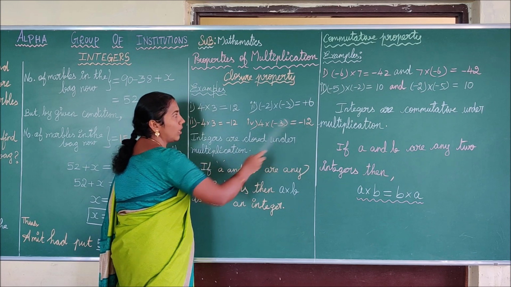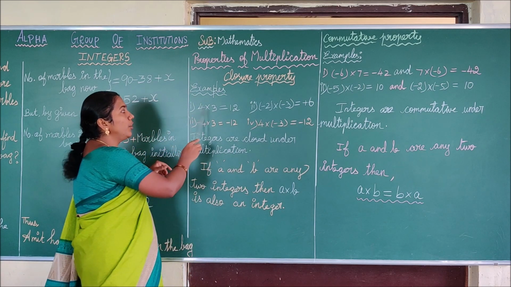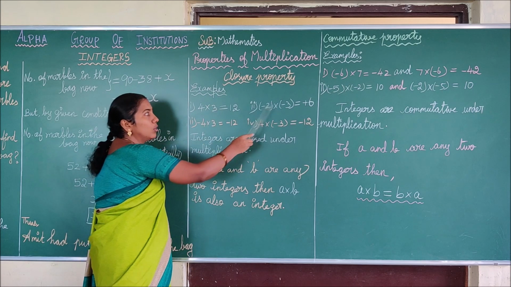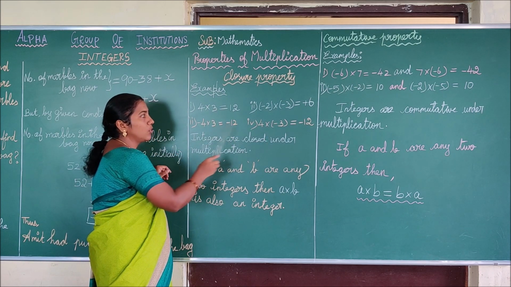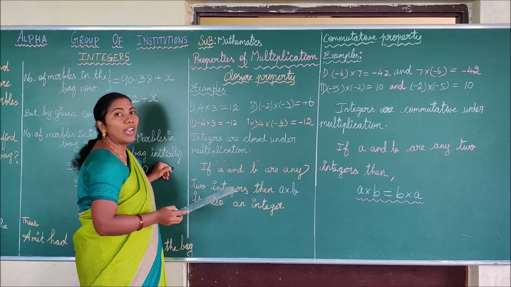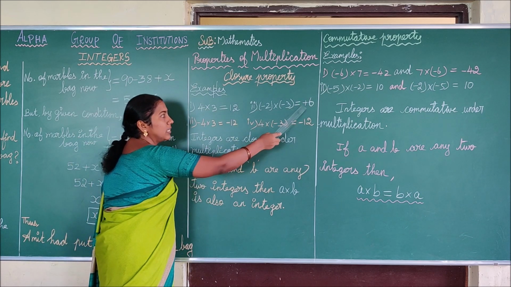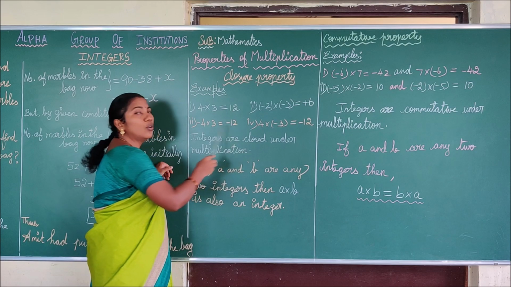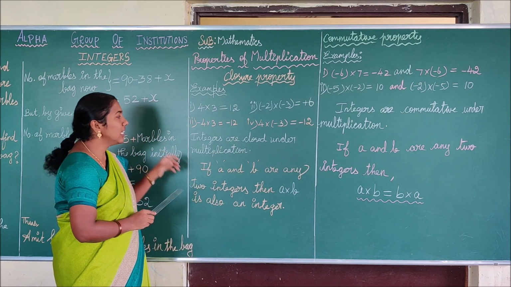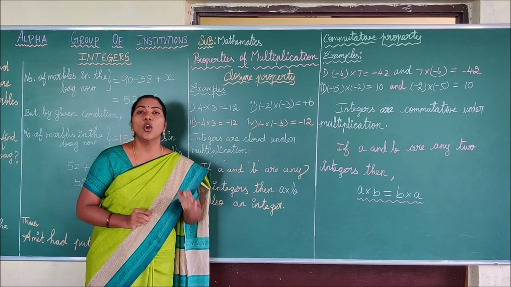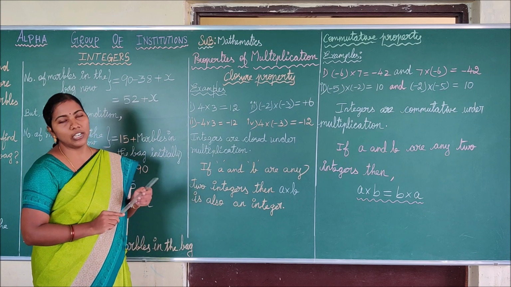That is, we are taking two integers: both positive, both negative, one negative and one positive. And we are applying the operation multiplication. We get some result. The result is also an integer. Thus, we can say integers are closed under operation multiplication.